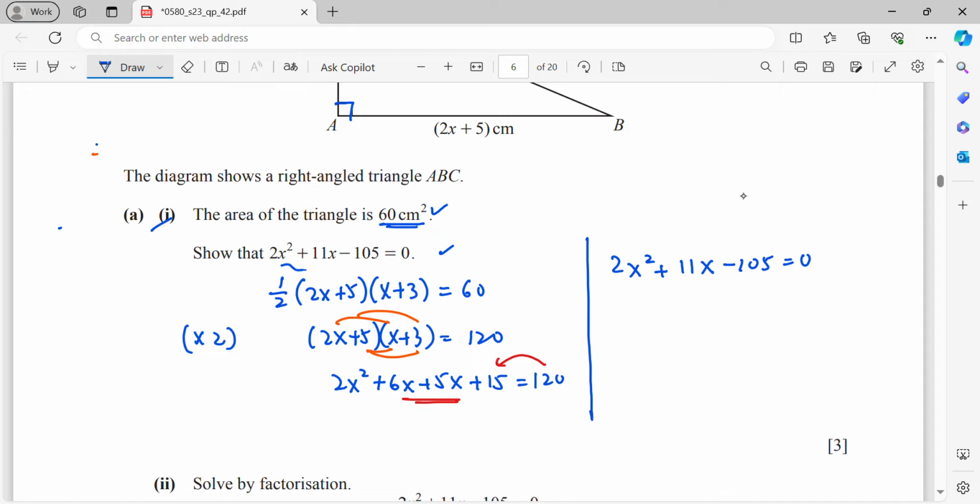And now we get the form. We already found the form. We already showed the form. So done for this part. Probably I will just write here. It will be easier.